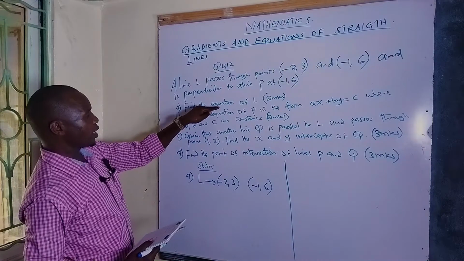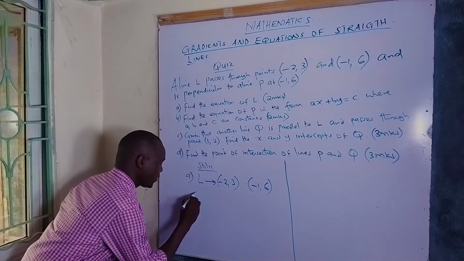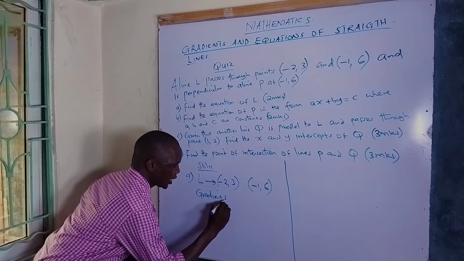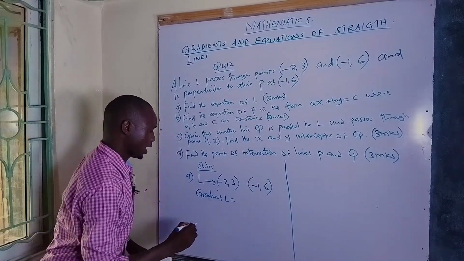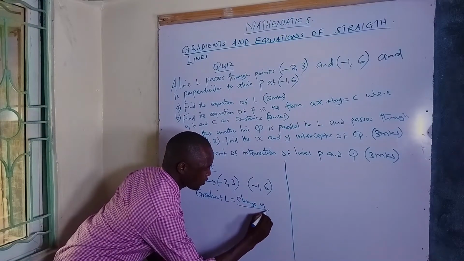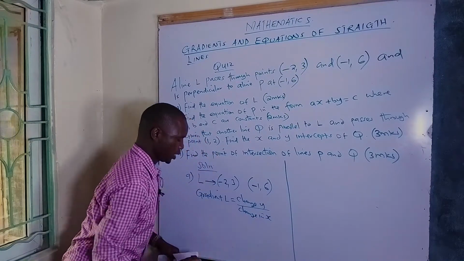We are required to find the equation, but you cannot find the equation without the gradient. And the first thing we are going to do is to get the gradient of the line L. And how do we get the gradient? It is the change in y coordinates divided by the change in the x coordinates.